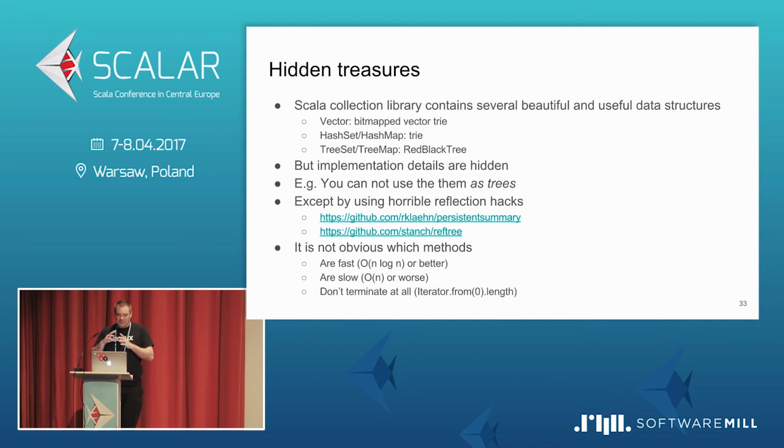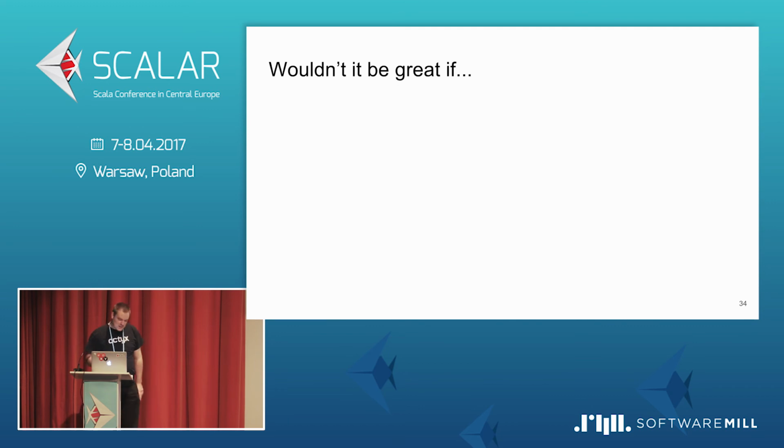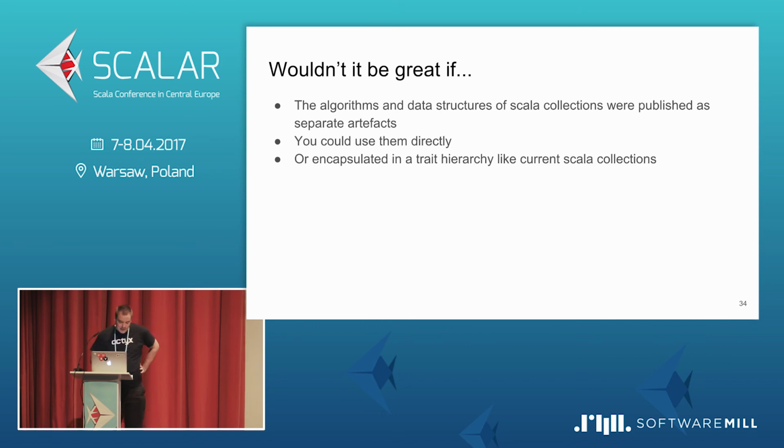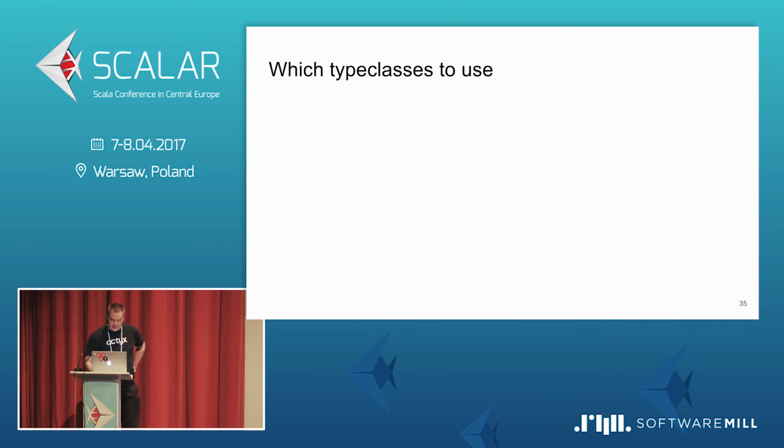But if you just have your naked data structure, then you can only expose the stuff which is actually fast for that data structure, and then it will be immediately obvious. If you have a linked list, there will be no index, because index on a linked list is slow, so you shouldn't do it. So wouldn't it be great if the algorithms and data structures of Scala collections were published as separate artifacts, and you could use them directly. And then you could also use them encapsulated in a trait hierarchy, like the current Scala collections.